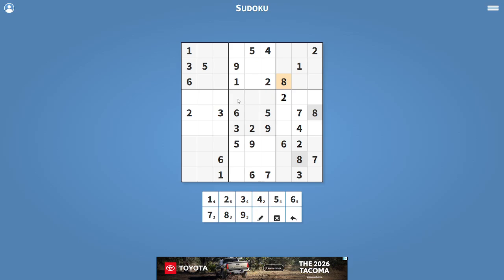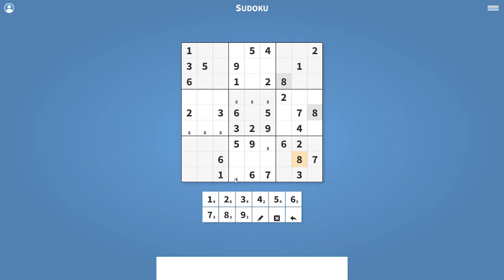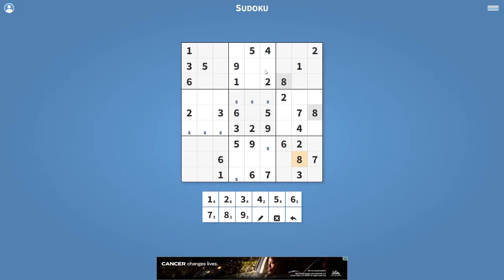But we do know that 8 has to be up here, which means that 8 is down here on this side. Anything else? We know 8 has to be in the corners of this section. We know 8 has to be up here and up here. Not much else we can do.